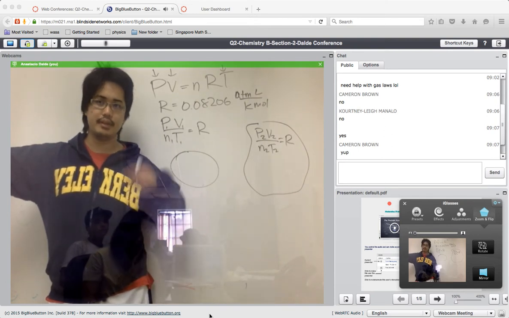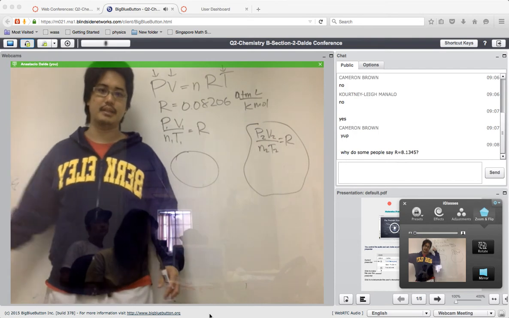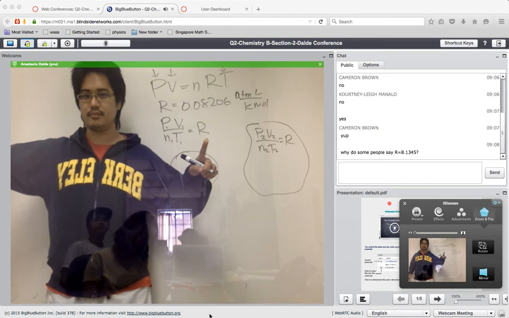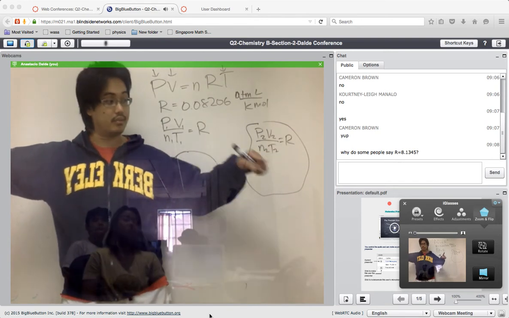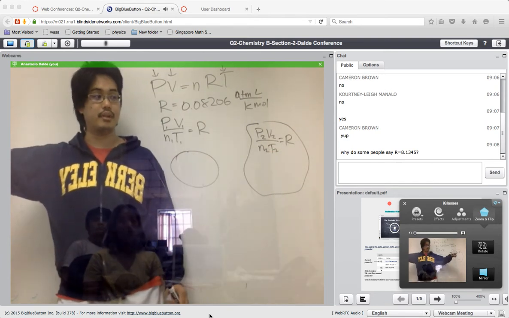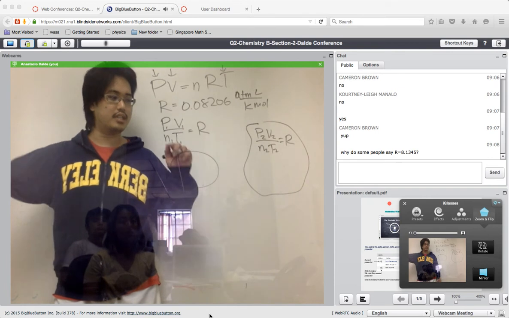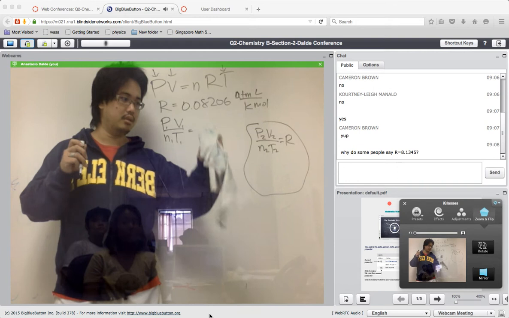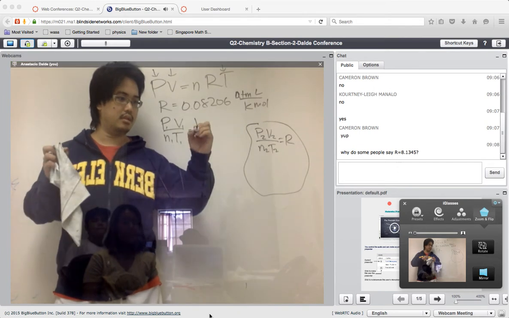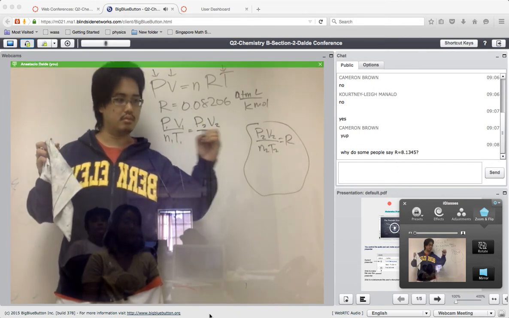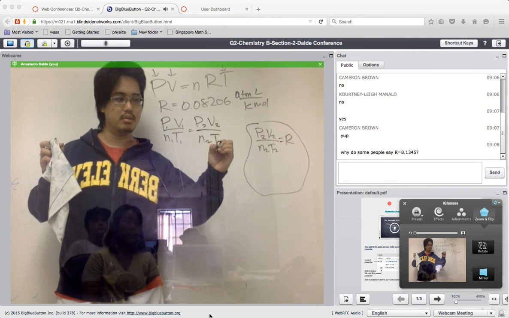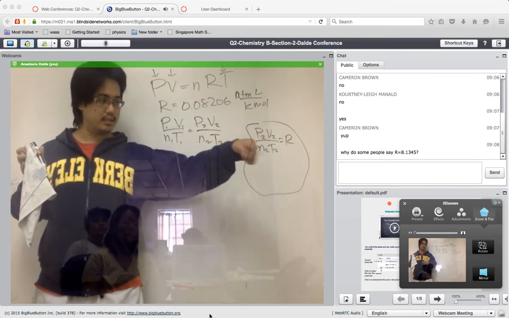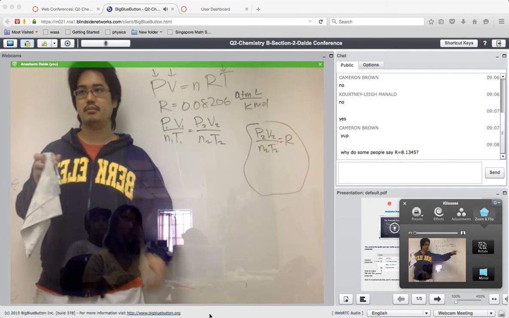All right, now here's the big concept behind this thing. Since this is equal to 0.08206 atmosphere liter per Kelvin mole, and this is equal to 0.08206 atmosphere liter per Kelvin mole, can I just say, well, then this is true? If this is equal to R and this is equal to R, then they're equal to each other, right?